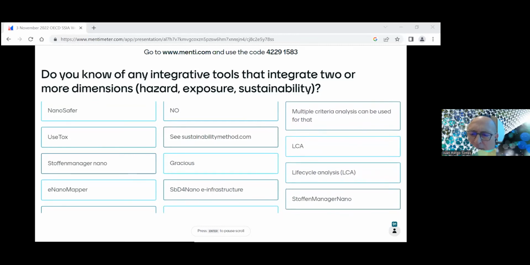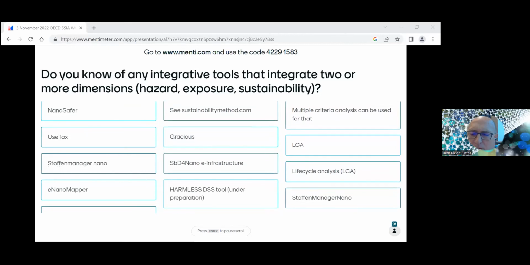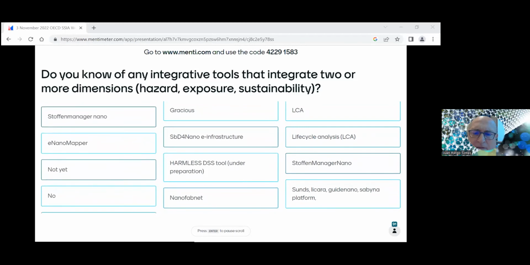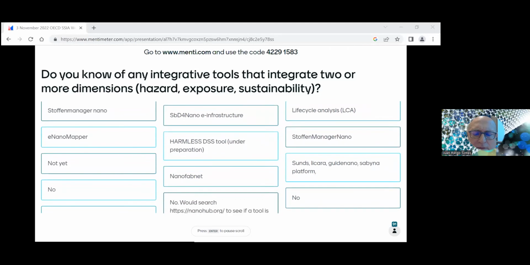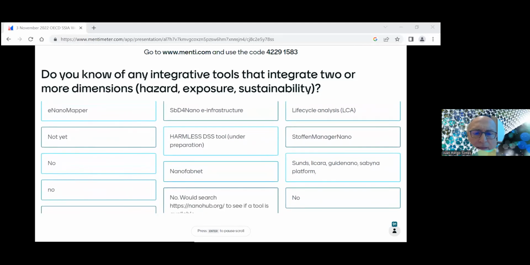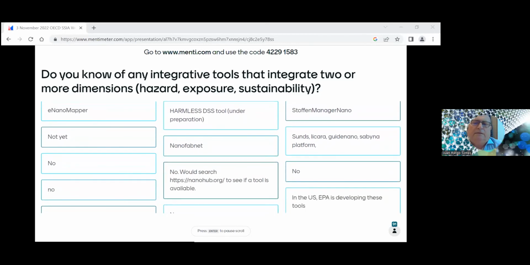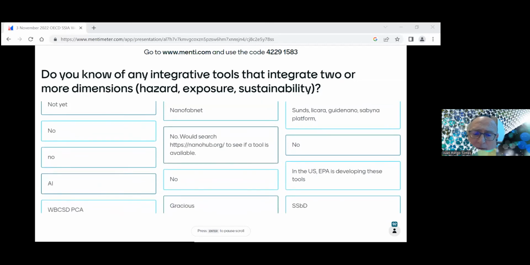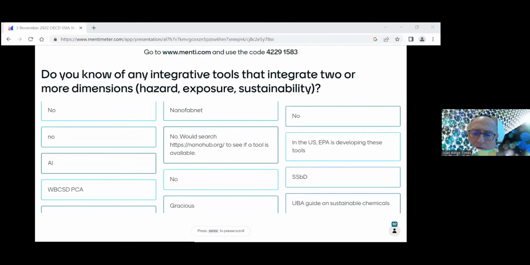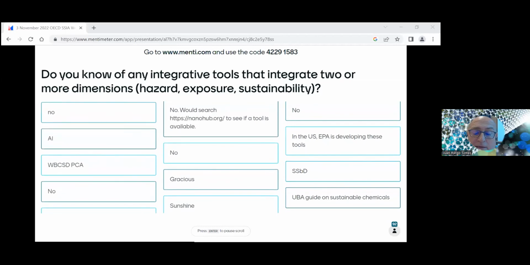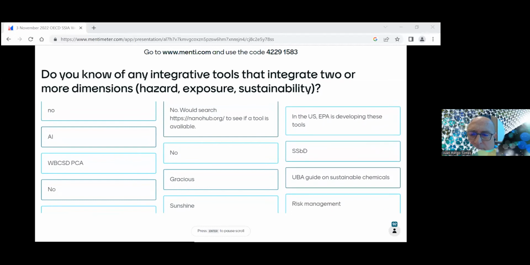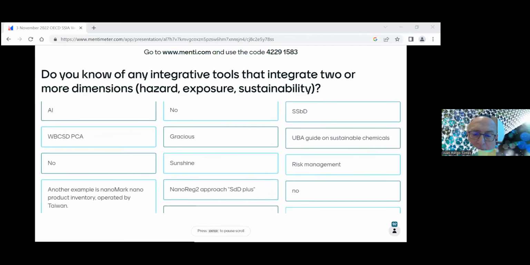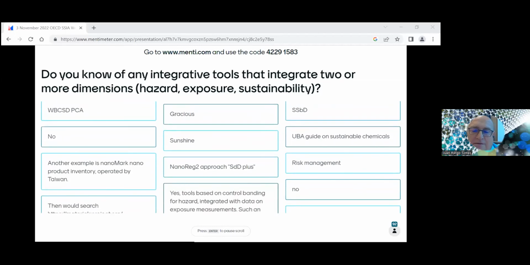Of course, life cycle analysis can be used in combination with other aspects to build some integrated tools, but in itself it is not necessarily the kind of tool that we need. Nanomaterials is a good information place to find data. Of course, data are a very important component to be able to do safe and sustainable by design materials, chemicals, and products. UBA guide on sustainable chemicals. Yes, the NanoRec2 approach, SSbD plus. Yeah, that is what we are trying to build on, indeed, when expanding to SSbD.